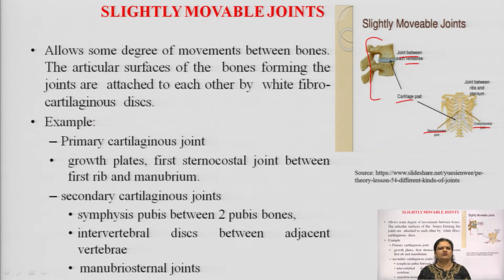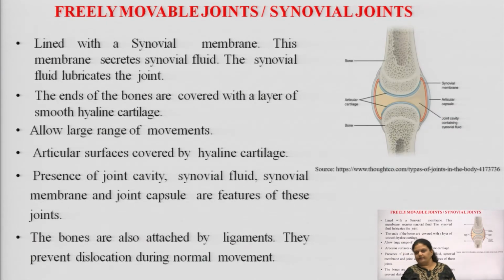The second cartilaginous joint is the symphysis, which you will see in the pubic area between the two pubic bones of the hip bones. The intervertebral disc between adjacent vertebrae is also an example of a secondary cartilaginous joint, and the third example is the manubriosternal joint. So, these are all examples of slightly movable joints. Now, coming to the very important freely movable joints, also known as the synovial joints.